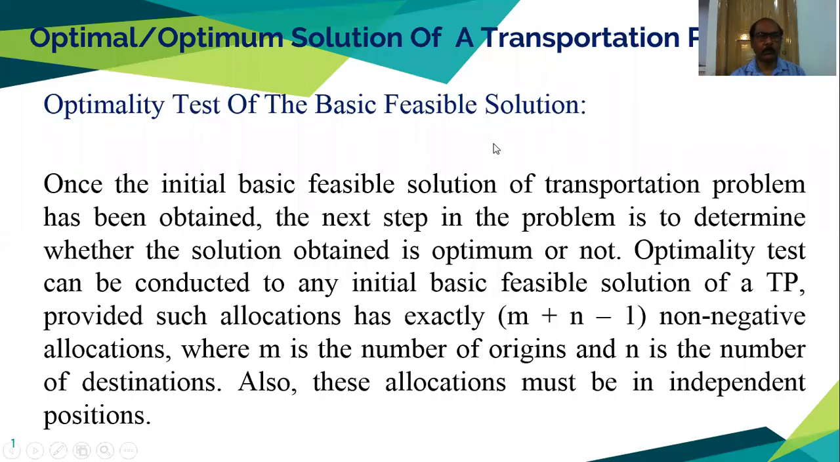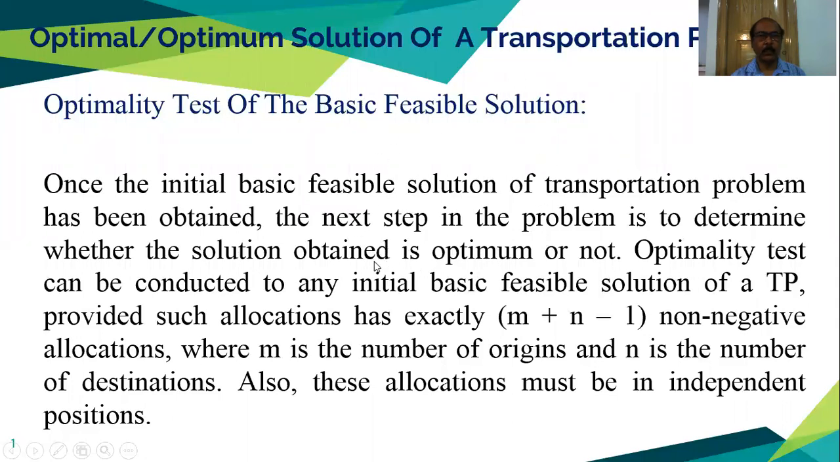Now we learn the optimal solution of a transportation problem. We already learned how to find the basic feasible solution of a transportation problem by using the defined methods. We learned that the defined methods are the northwest corner rule, matrix minimum method, and Vogel's approximation method. So first we find the initial basic feasible solution by using any method.